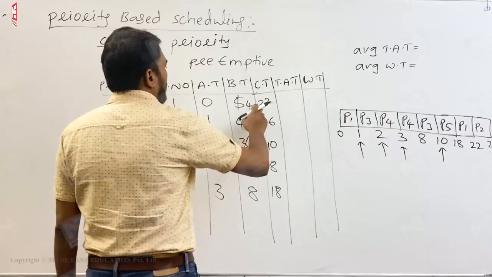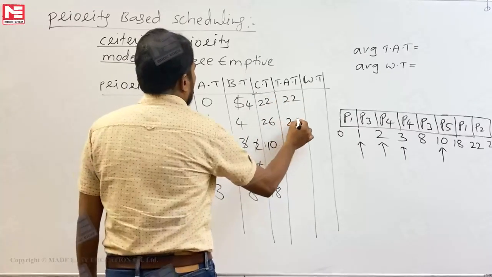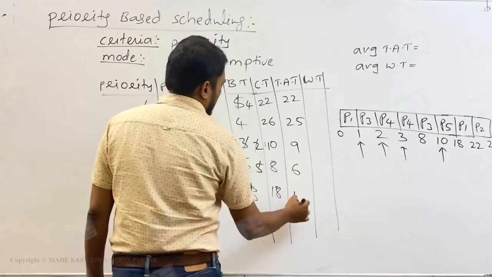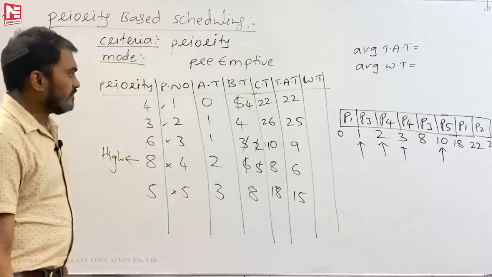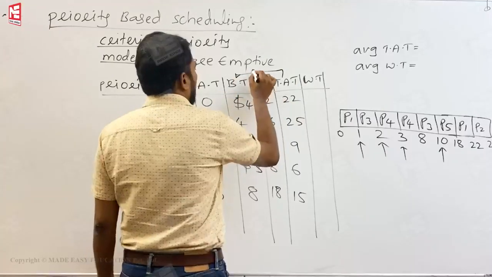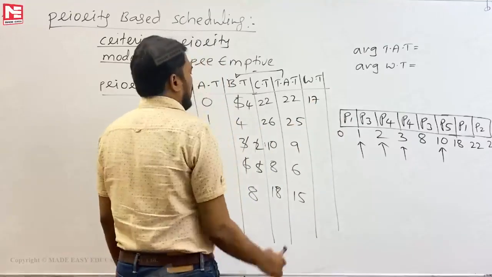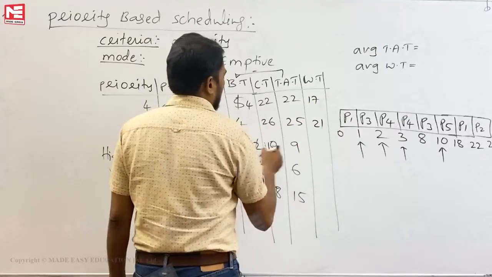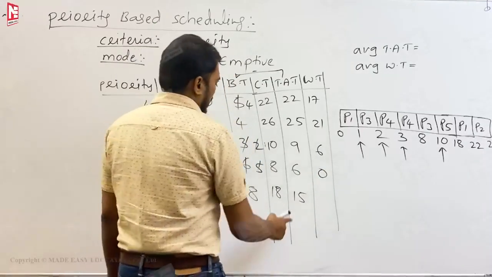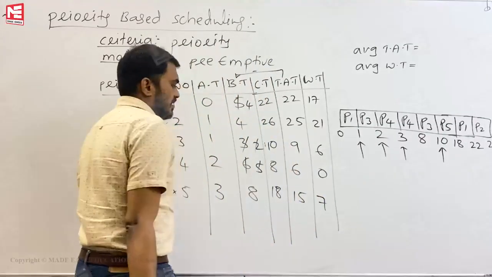Okay, you got the completion times. Now you can find out the turnaround time: completion time minus arrival time. So that is 22. Okay, so this is 25, this is 9, this is 6 and this is 15. Correct? And next, waiting time: turnaround time minus burst time. So you have two values, just subtract 22 minus 5. So that is 17. Okay, and this is 21, this is 6 and this is also 0. 6 minus 0 is right. And next this is how much here? Okay, 7. So 15 minus 8, that is 7.